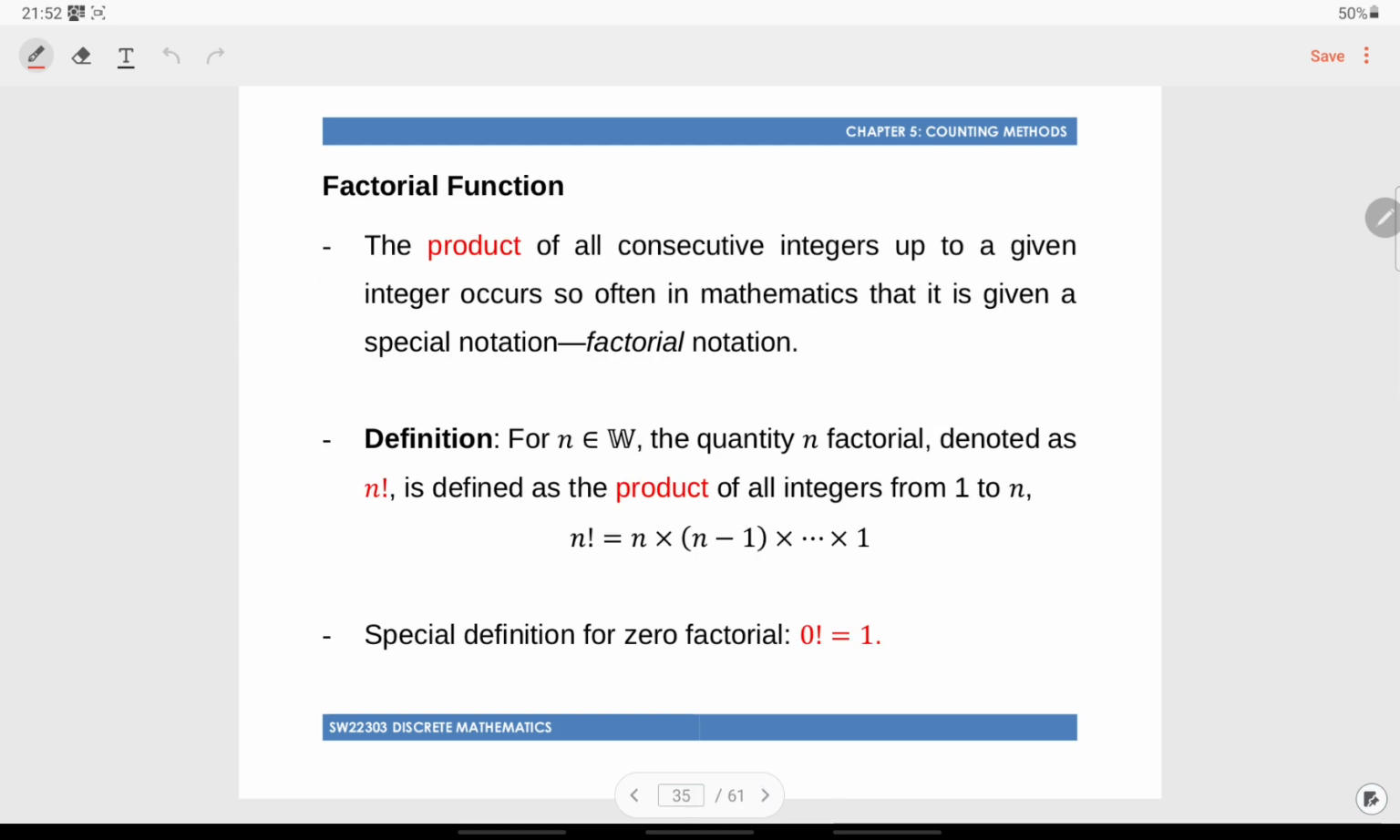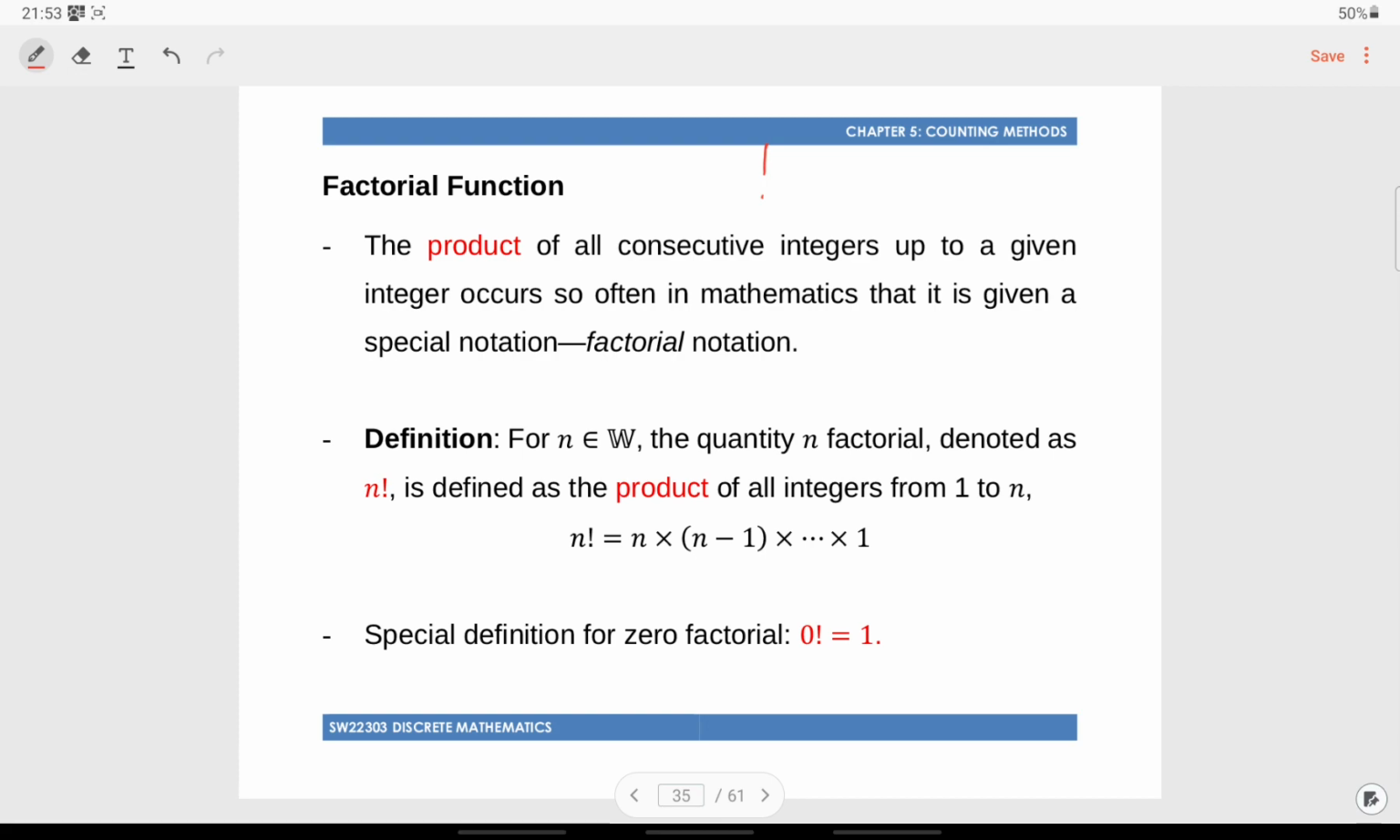Now we discuss factorial functions. In the previous topic, in permutation and combination, we dealt with the factorial operation. So factorial is a function, called the factorial function. The product of all consecutive integers up to a given integer occurs so often in mathematics that it is given a special notation called the factorial notation.